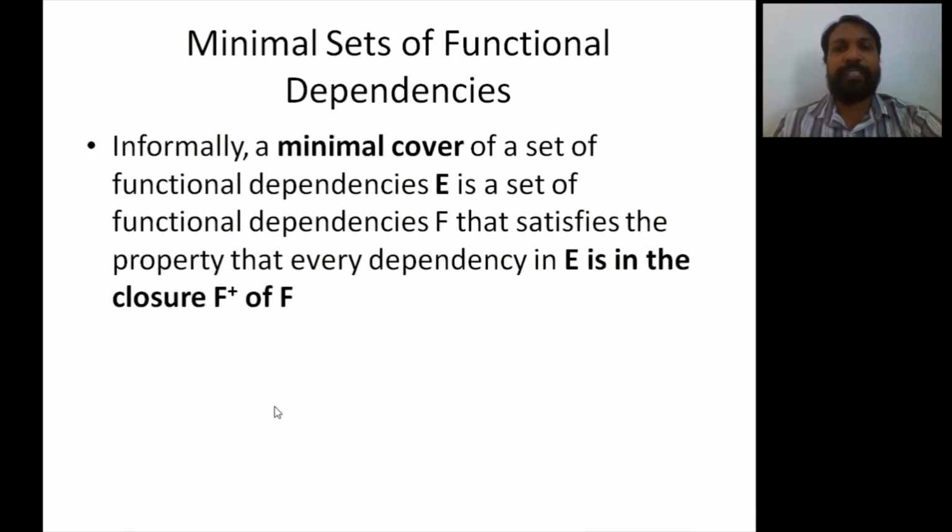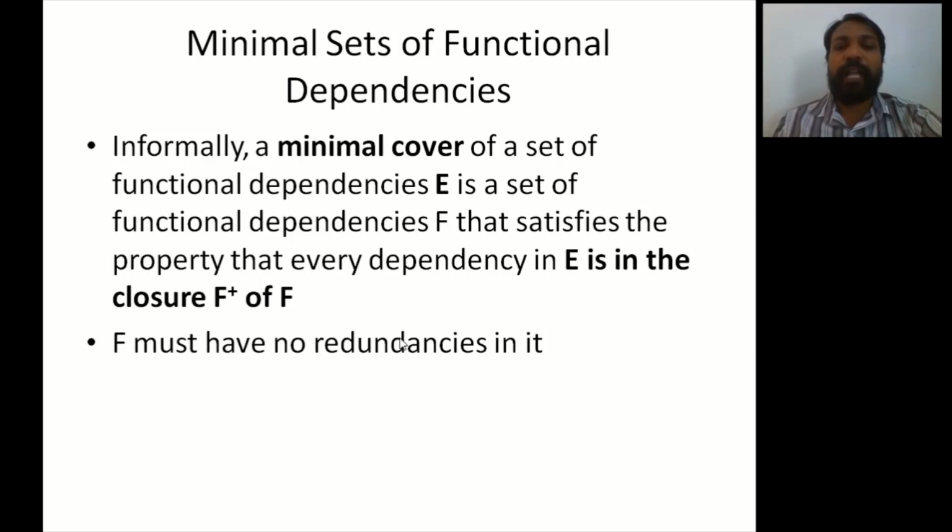The minimal set of functional dependencies can be defined informally like this. Minimal set of functional dependencies or minimal cover of a set of functional dependencies E is a set of functional dependencies F that satisfies the property that every dependency in E is in the closure F plus of F. So if you have a set E and if you want to find the minimal cover, then it will be another set F, and if we take F closure, all the dependencies in E will be there in F closure. Then we can say it is minimal.